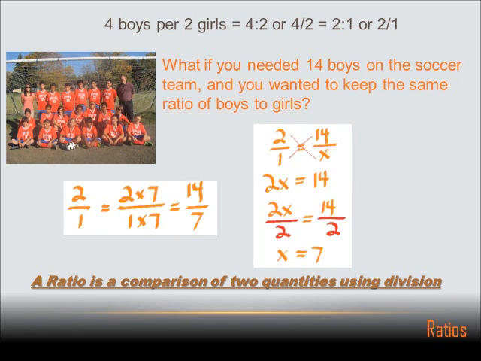One of the ways you can do this is what's called cross product. And in a cross product, you multiply numerator times denominator and set it equal to the other numerator times the other denominator. So I've got 2 times x, or 2x, equals 1 times 14, or 14. If 2x equals 14, I can divide the 2x by 2 to get rid of the 2, and I have to divide the other side of the equation by 2 also, and I solve x equals 7. Got the same answer, 7 girls, 7 girls.